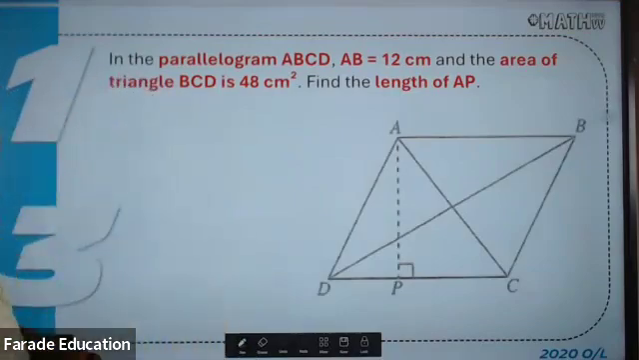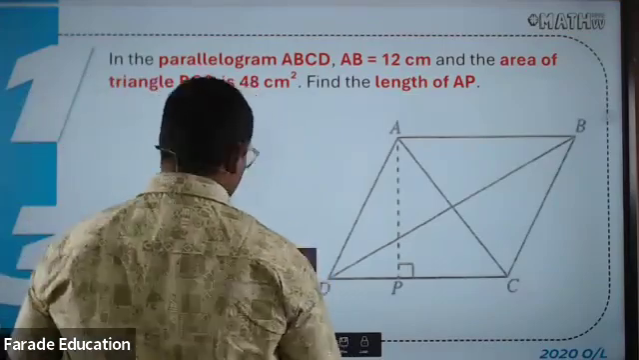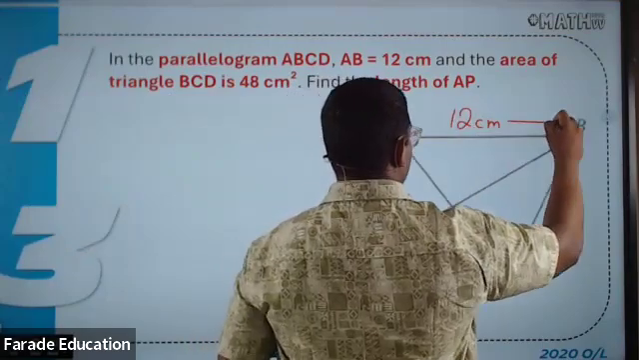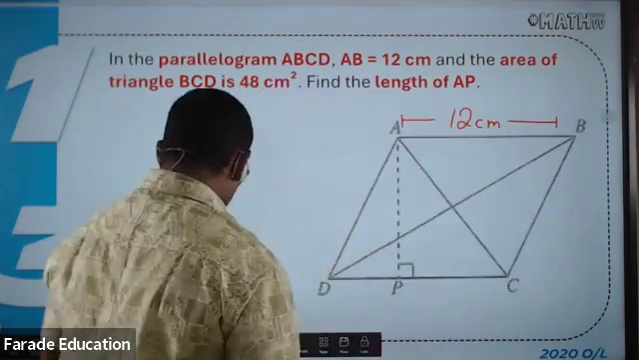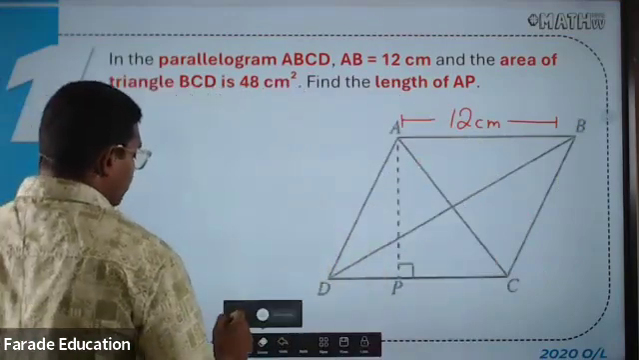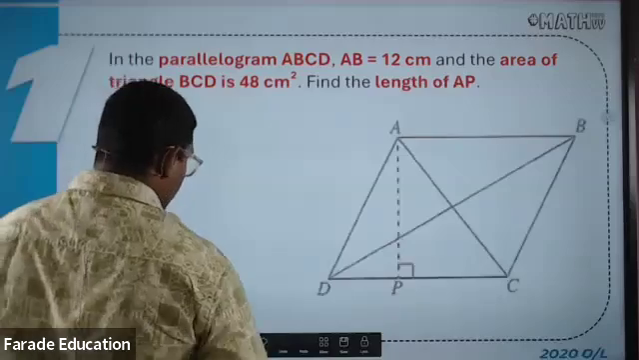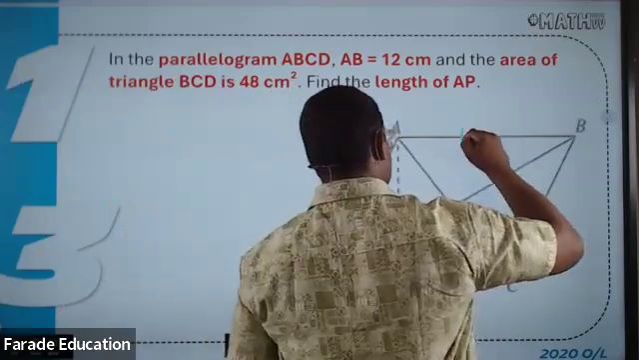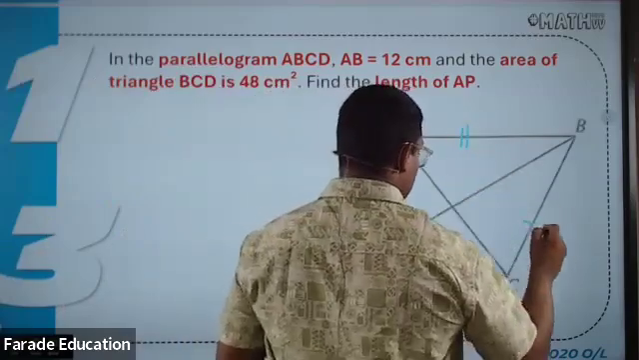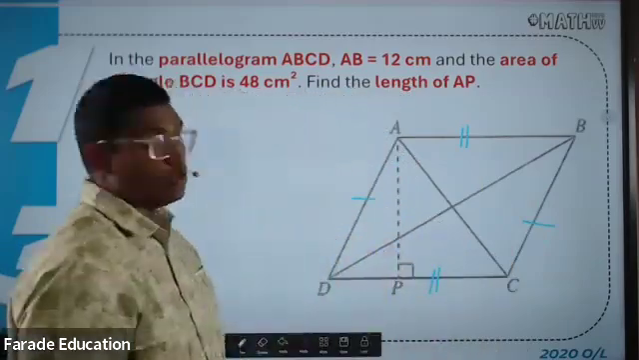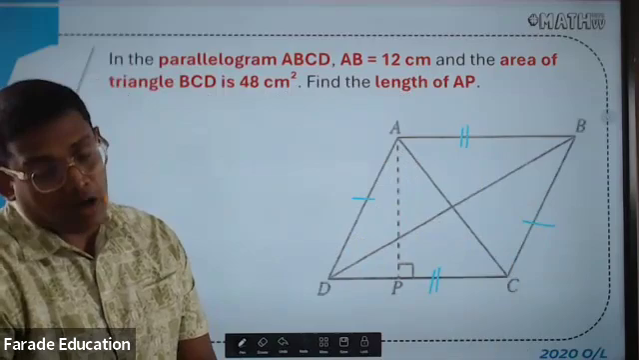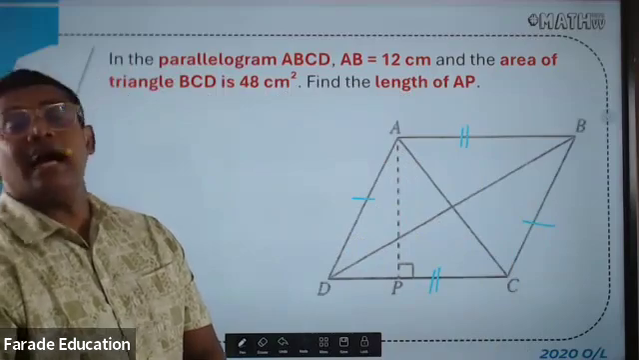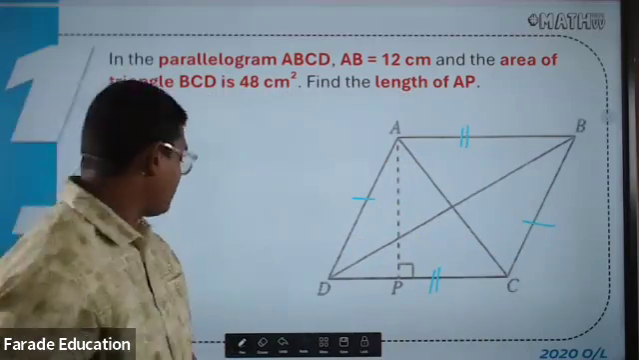in the parallelogram ABCD, AB is 12. I'll mark it again. Now what did we say? Even before you mark any of these, when they say ABCD is a parallelogram, what do you know? The opposite sides are equal in length. You should know it. The opposite angles are equal. Diagonals bisect each other. The diagonal bisects the area. That you should know.